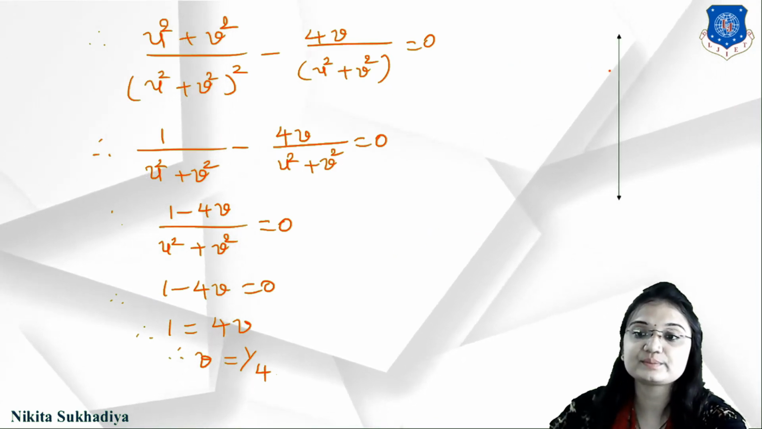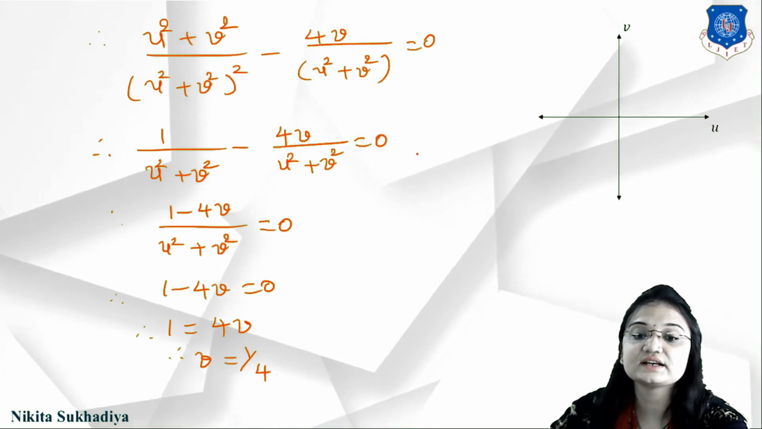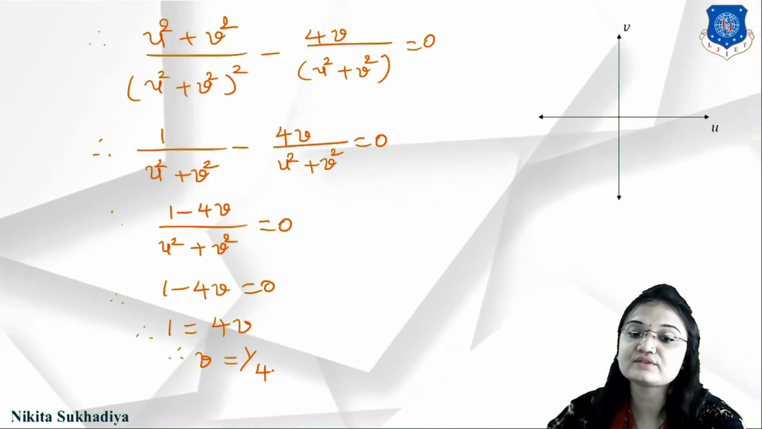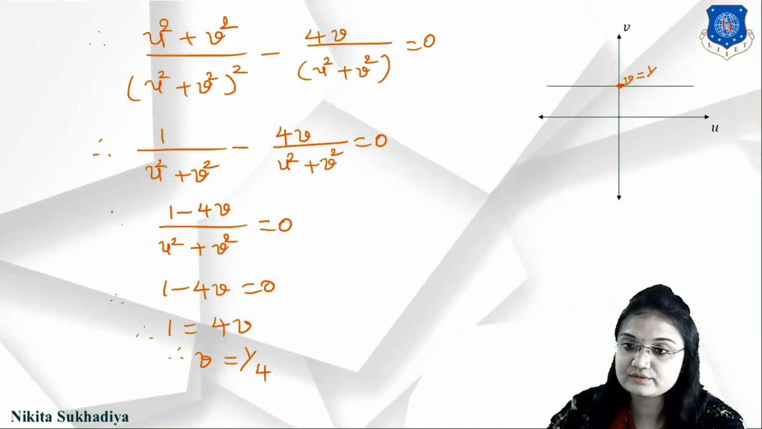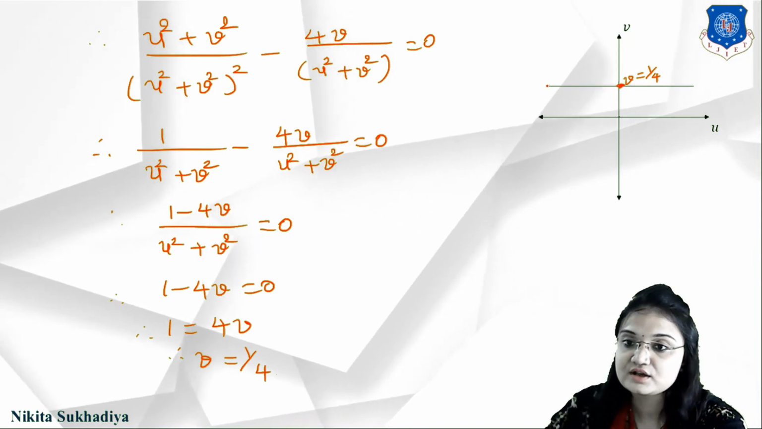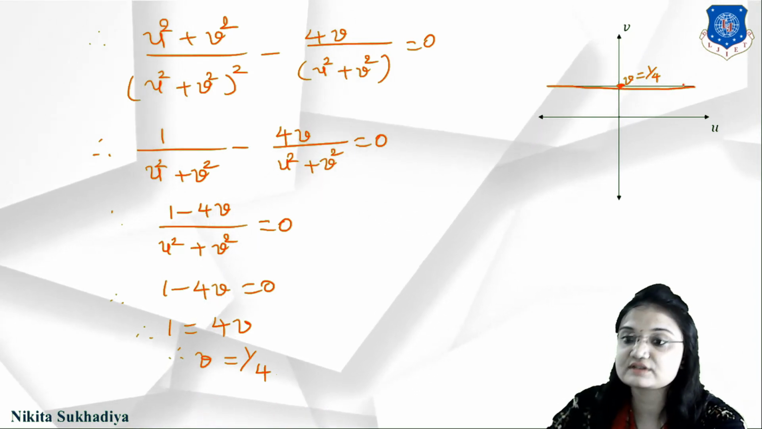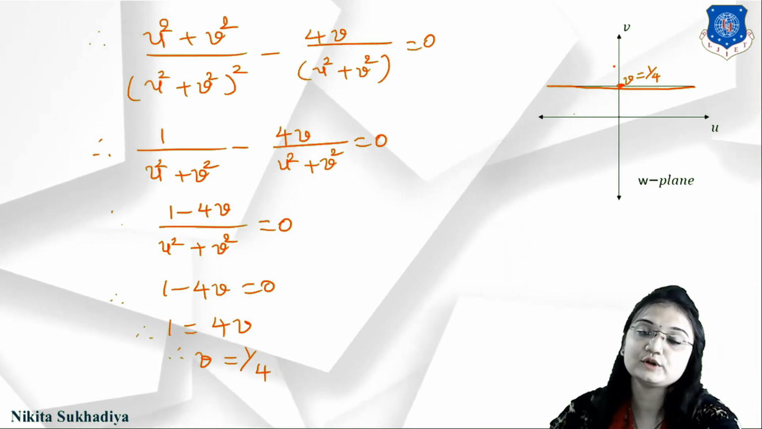So how can we represent it? This one is our u axis, this one is our v axis, and here we have v is equal to 1 by 4. So this is a point, v is equal to 1 by 4. So this is the line, we have to represent the whole line. So this is the line v is equal to 1 by 4. So this is the representation in the w plane.